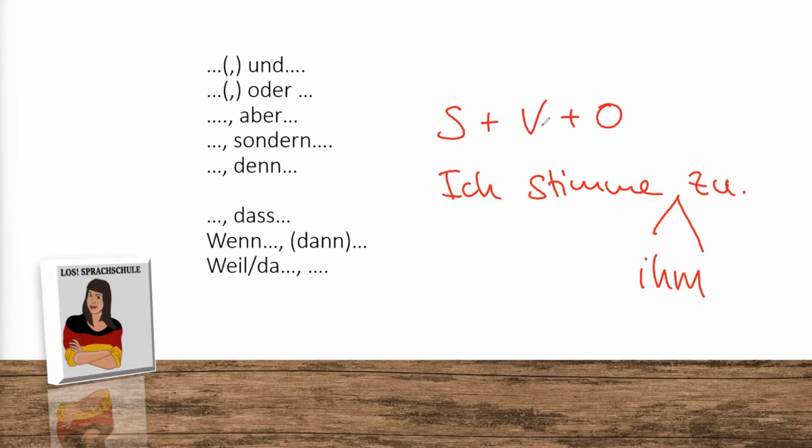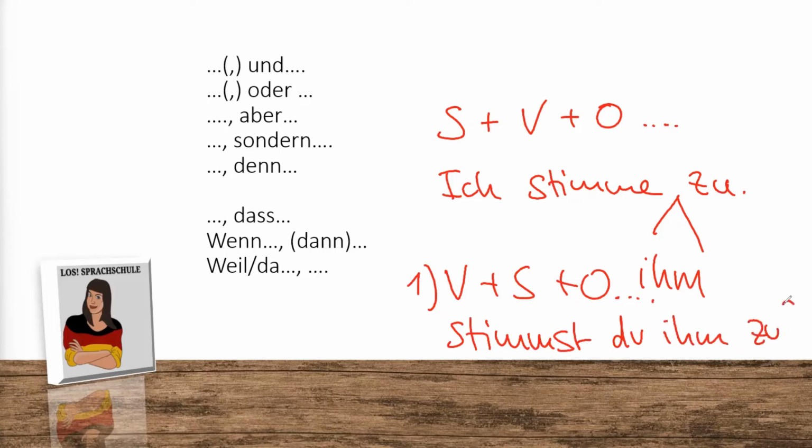So, subject, verb, object, and additional things are our main sentence structure. When we want to ask a question, what do we do normally? We have two options: verb, subject, object. For example, stimmst du ihm zu? Do you agree with him? And we have a second option. When we have a question word, it comes in front. For example, wieso means why. Wieso stimmst du ihm zu?